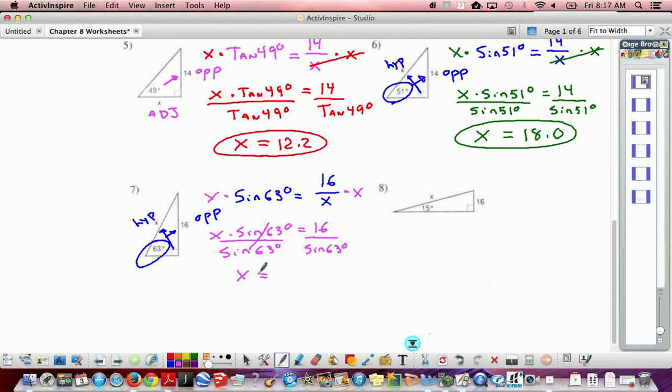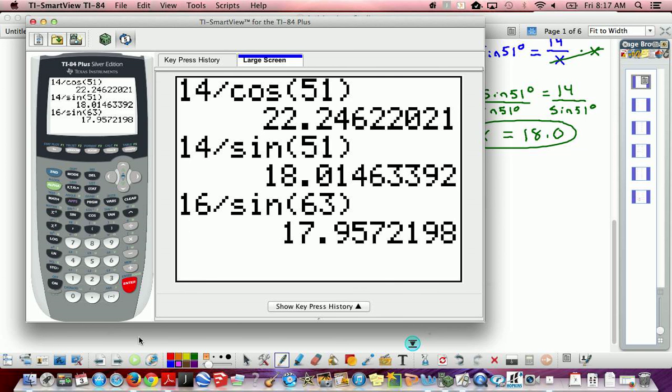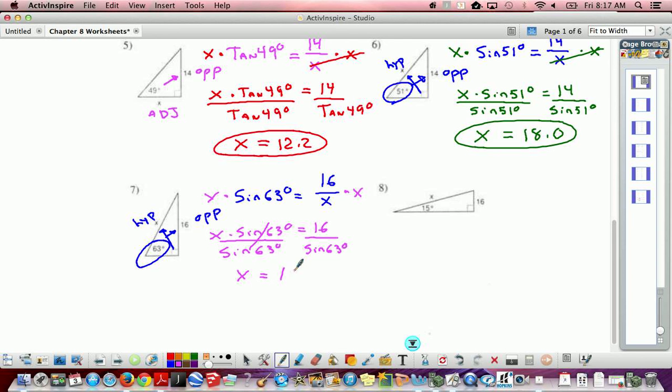So x equals, calculator time, so 16 divided by the sine of 63. Go ahead and hit enter. 17.95, so this one's a fun one to round. So the 5 causes the 9 to go to 0, which causes the 7 to become an 8. So this one ends up being 18.0.